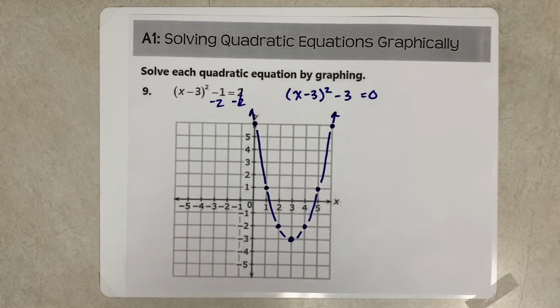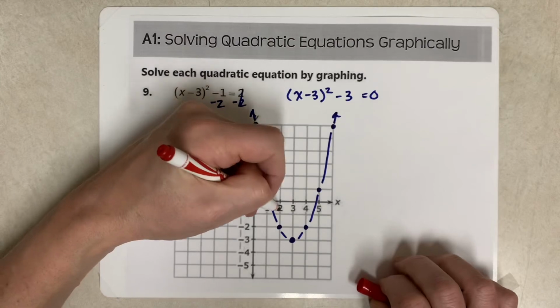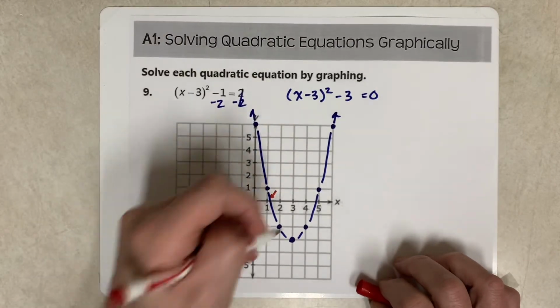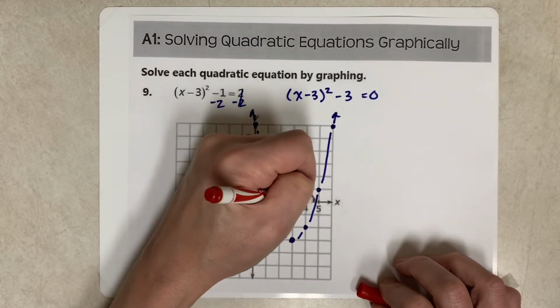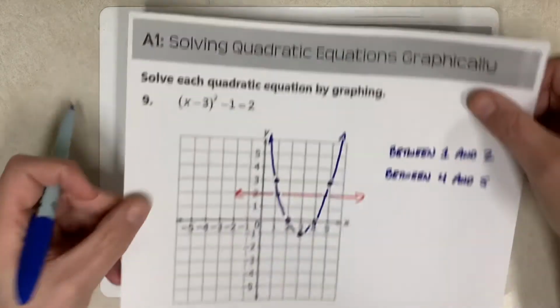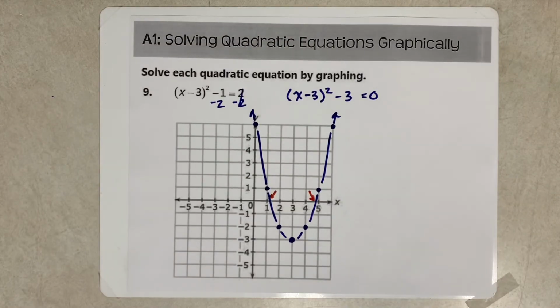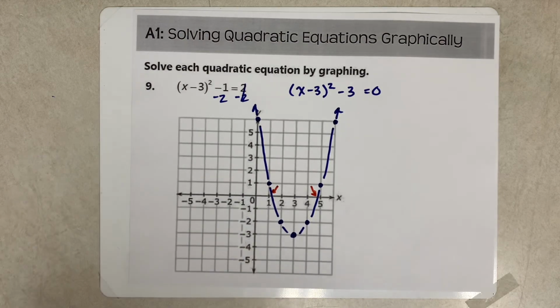Sketches are sometimes hard to do, but I think this one looks pretty good. And where is it equal to 0? Again, we see that one of them is definitely between 1 and 2 right here, and another one's definitely between 4 and 5 right there. So we're going to have the same 2 answers that we did on this one: between 1 and 2, and between 4 and 5.